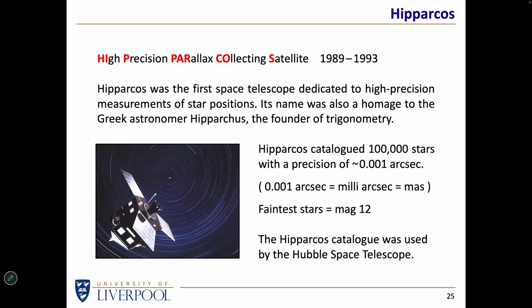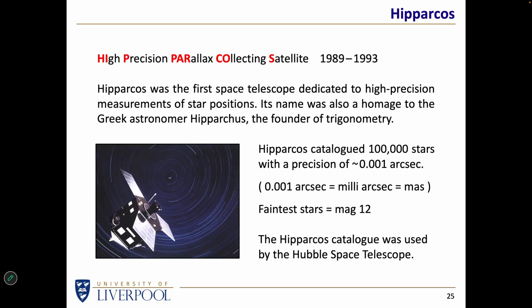Hipparcos catalogued something like 100,000 stars, and it did it with milli-arcsecond accuracy. So remember, an arcsecond is what we normally think of as a fairly small angle, 1/60th of an arc minute, which is 1/60th of a degree, etc. But here the precision was milli-arcsecond, and it measured the positions of stars down to about magnitude 12. And the Hipparcos catalogue was actually the first catalogue used as the reference catalogue for the Hubble Space Telescope, so that the Hubble knew exactly where it should be pointing. So lots of stars, hundreds of thousands of stars across the sky, used to make sure Hubble and then other telescopes were doing their job properly.